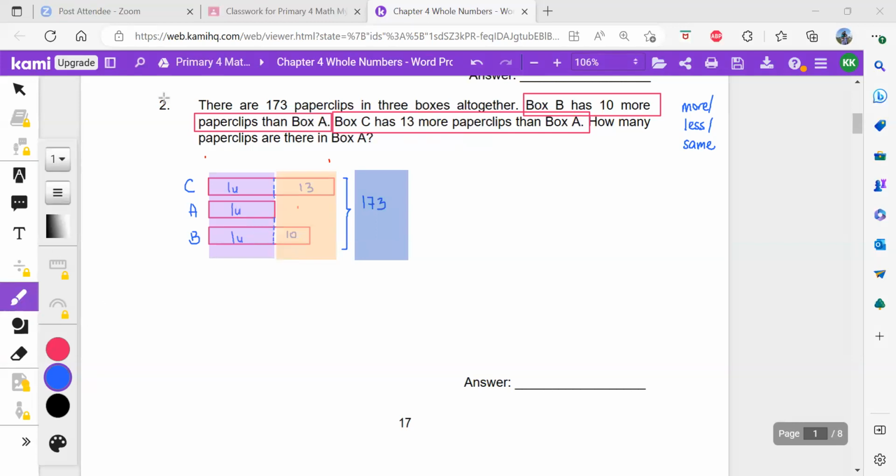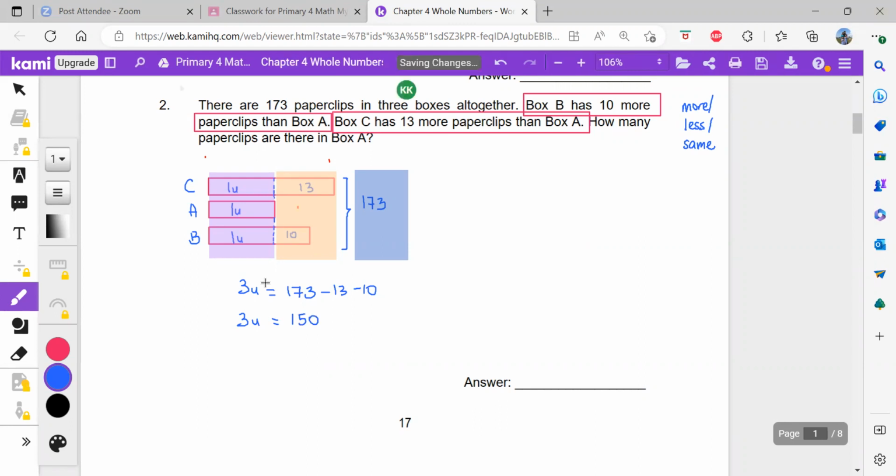So 3 units is essentially, the total is 173. If I'm able to remove the 13 and the 10, then I'll be left with 3 units. So if I were to remove it, how will it look like? I'm going to remove it totally like this. So if I were to take away 13 and 10, you see what I'm left with is only 3 units. Okay, so what is 3 units? 3 units is actually equal to 173 minus 13 minus 10. That will give me 150.